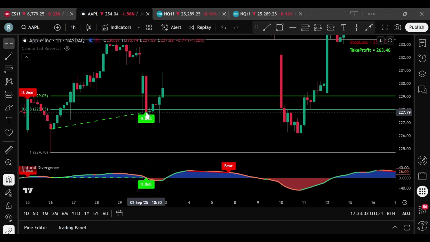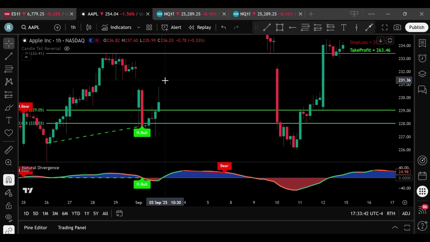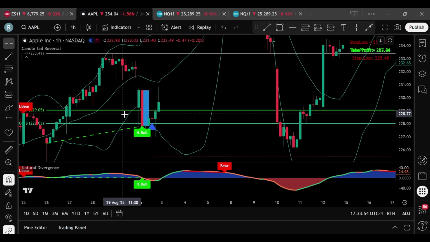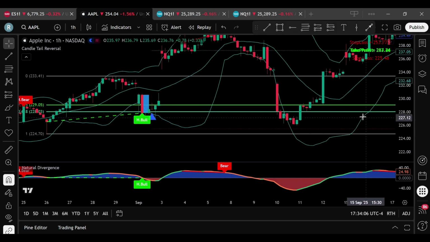So right here, as this candle closes, just from the natural divergence, we're getting clues that we can see an up move, right? It has retraced back into the discount part of the range. We now have hidden bullish divergence. But then when we add the candle tail reversal right here, we get that extra confluence in the same zone, so we can expect another strong up move from Apple stock.